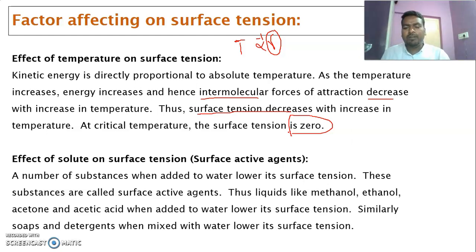The second important factor is the effect of solute on surface tension. For example, a number of substances when added to water lower its surface tension. These substances are called surface active agents. They may reduce the force of attraction. For example, liquids like methanol, ethanol, acetone and acetic acid, when added to water, lower its surface tension. Similarly, soaps and detergents when mixed with water lower its surface tension. That means they reduce the formation of spherical drops of water.